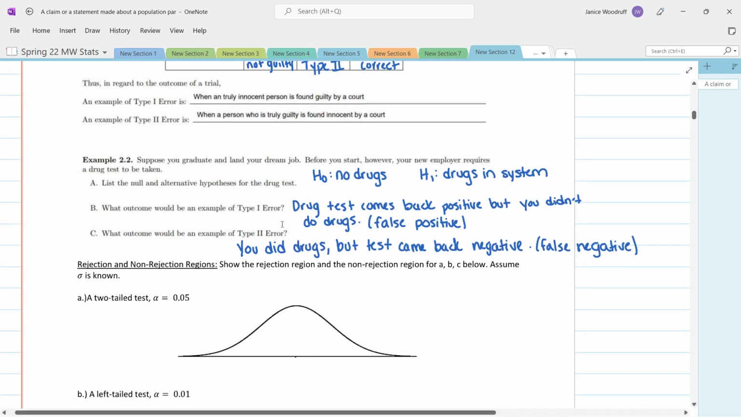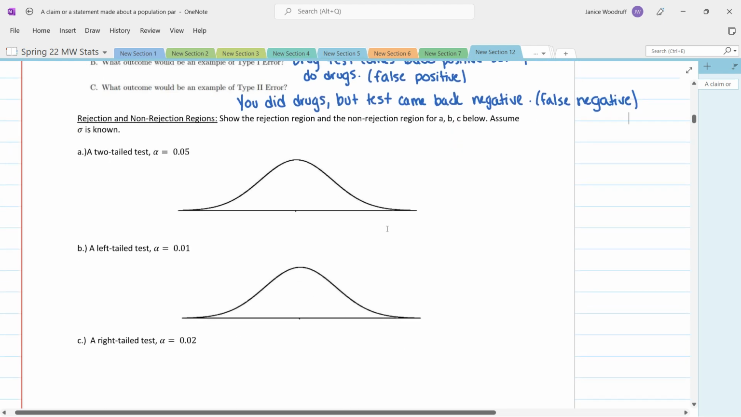Okay, so going back to constructing the test. Let's look at these scenarios here. So show the rejection and non-rejection region for A, B, and C below. Assume the standard deviation is known, and that is the standard deviation of a population. So we're going back to chapter 8. Remember, standard deviation of a population, that's Z. Standard deviation of a sample, that's T. Proportion, Z. So standard deviation of a population, we will use Z.